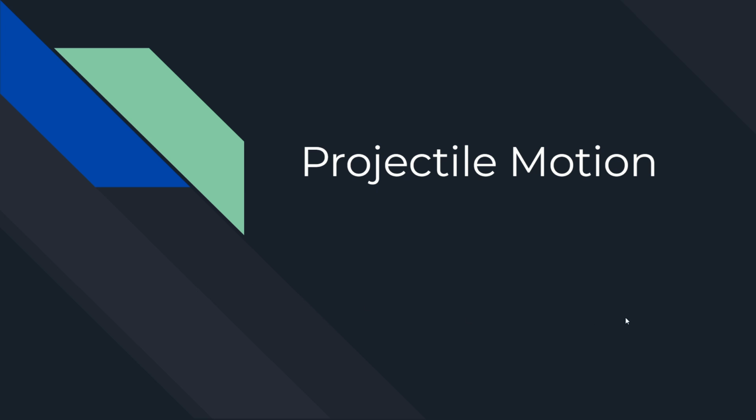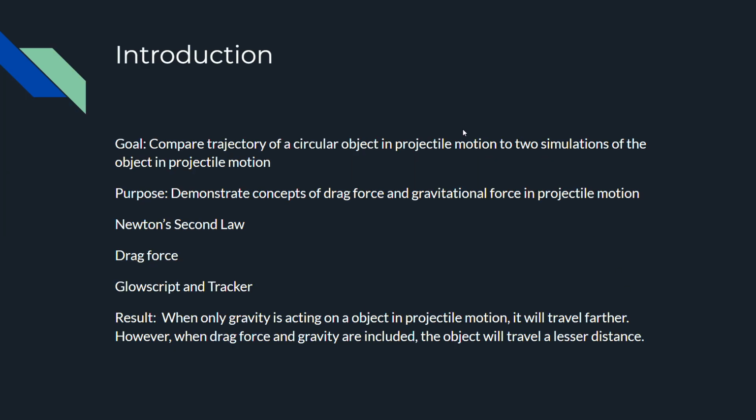This is a lab on projectile motion. To begin with, the goal of this lab was to compare the trajectory of a circular object in projectile motion to two simulations of the object in projectile motion. The first simulation essentially only recorded the effect from gravity on the object, and the second simulation recorded the effect from gravity and the drag force.